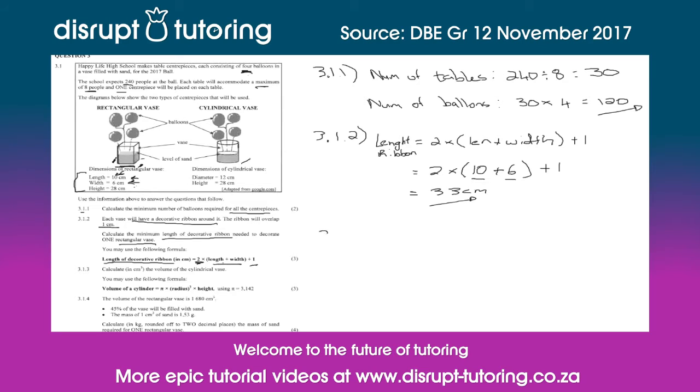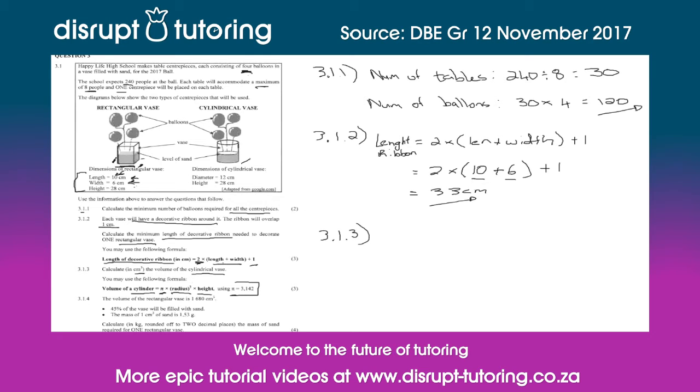And then 3.1.3, they said calculate in centimeters cubed the volume of the cylindrical vase. They've given us the formula for the volume of a cylinder, and this formula is pi times the radius squared times the height. And they've even given us the value of pi, which is 3,142.